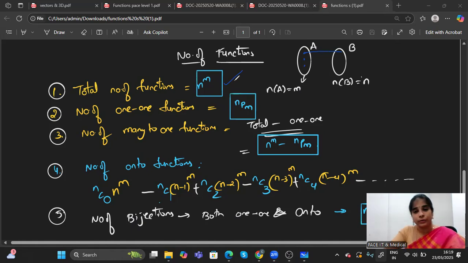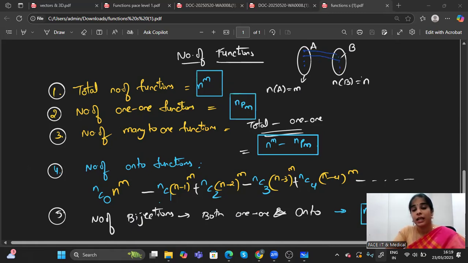Now, if it is a 1-1 function, see, in the earlier case another element can also be mapped to the same element, absolutely fine. But when I'm talking about a 1-1 function, mapping can't be done that way, right? One element of A should be mapped to a unique element of B.